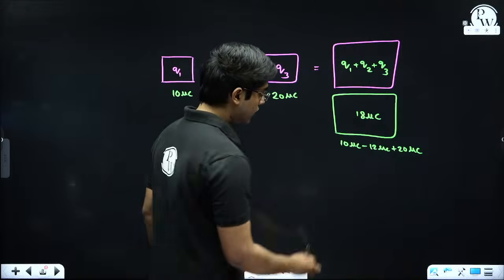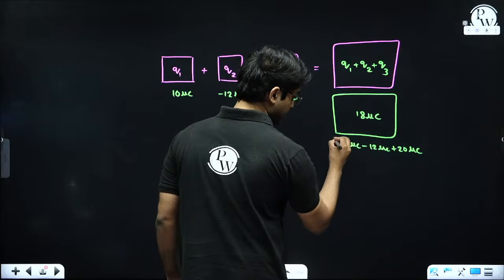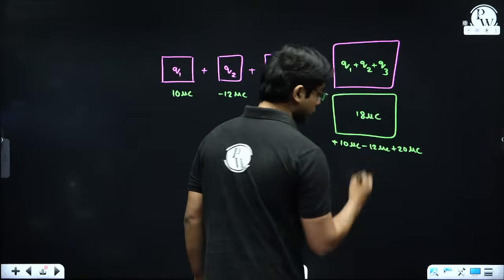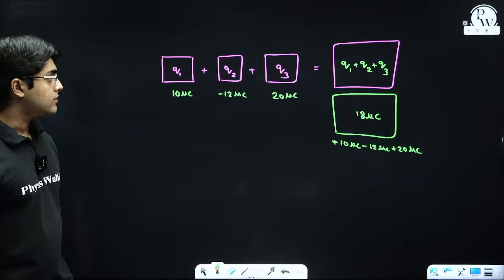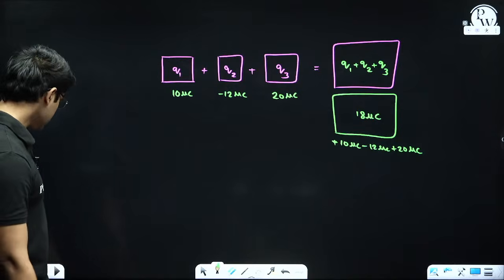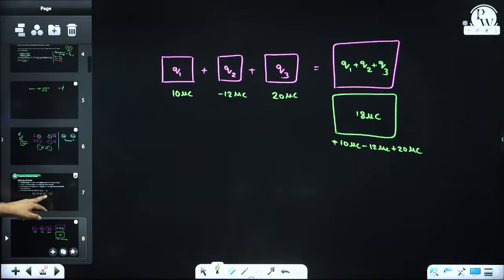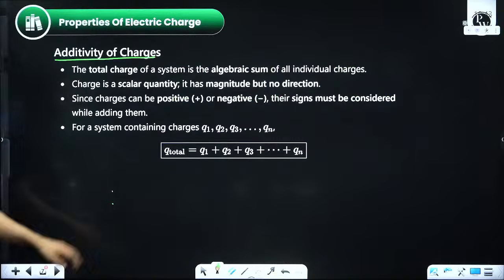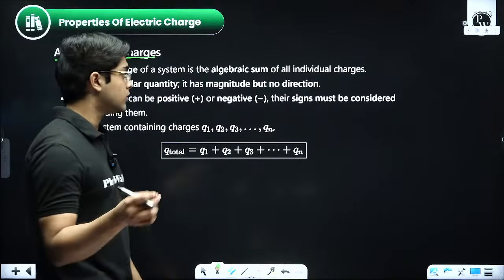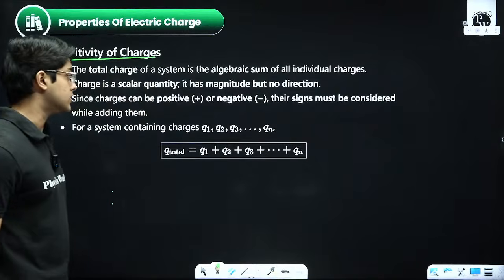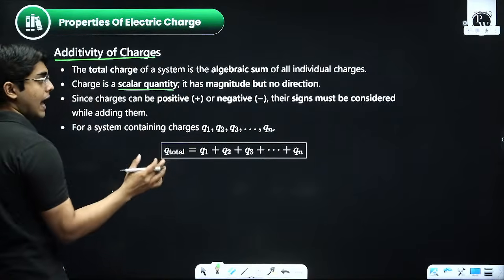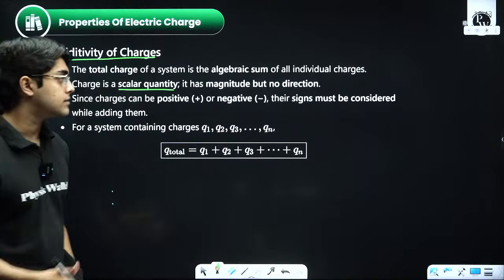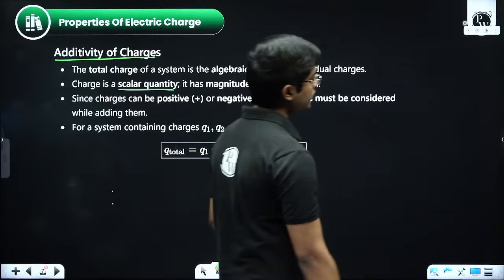Positive charges you will put with a plus sign, and negative charges you will put with a negative sign, okay? So that's how charges are added. You basically add them like numbers. That means charges are also scalars, right? Because a scalar quantity is a quantity which can be added like numbers. Mass is another example of that.